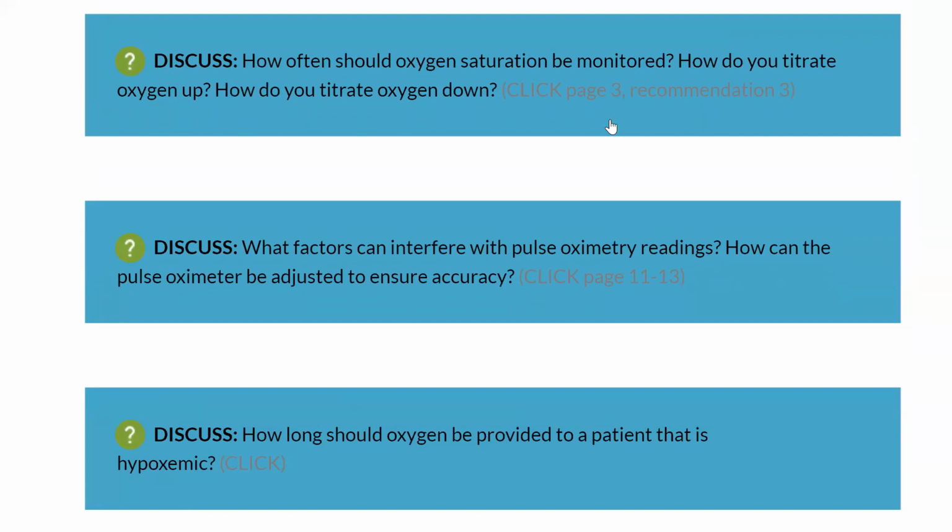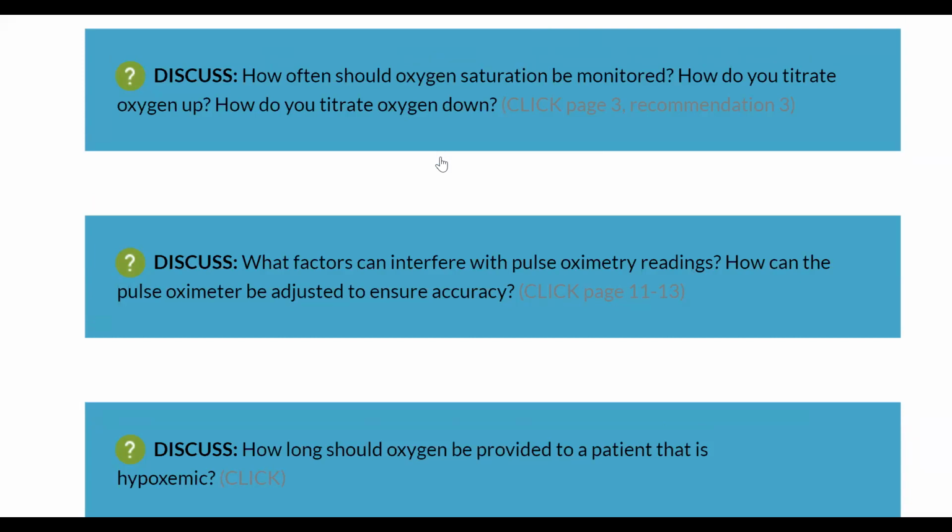The other question is about how often do we do the monitoring for oxygen saturation, and how do we do titration of oxygen up or down? I think we can directly answer that question if Jean-Paul can answer how often we monitor the patient.